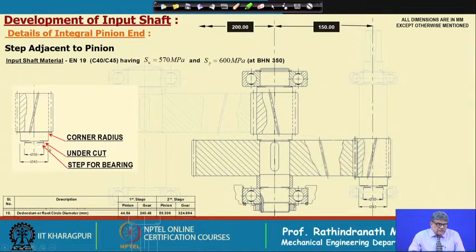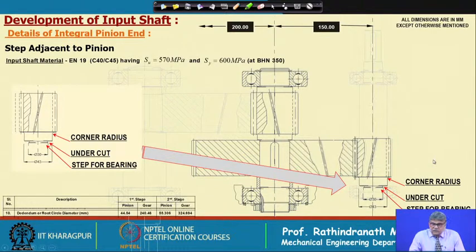At this stage, I have shown that there is a corner radius which we have taken, then we have kept some length, and after that there is an undercut. Assuming that the diameter for the bearing seat will be ground, this undercut is better for grinding up to the last point of the bearing seat, so that the grinding wheel does not touch the step. This we have already discussed.